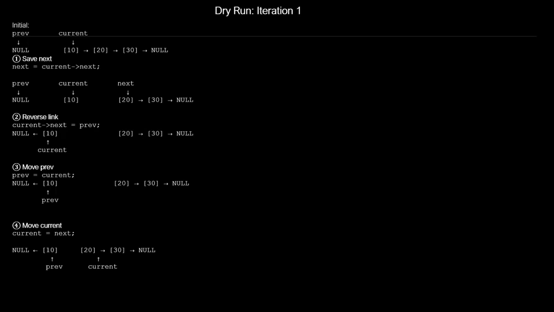Reverse. Now comes the most important statement. Current's next is equal to previous. Current is 10, previous is null. So 10 will now point to null. Earlier 10 was pointing to 20, now 10 is pointing to null. Step 3, move previous. Previous is equal to current. So previous moves from null to 10. Step 4, move current. Current is equal to next. Next was pointing to 20, so now current moves to 20. So now the situation becomes 10 pointing to null, 20 to 30, 30 pointing to null. The first link has been reversed.